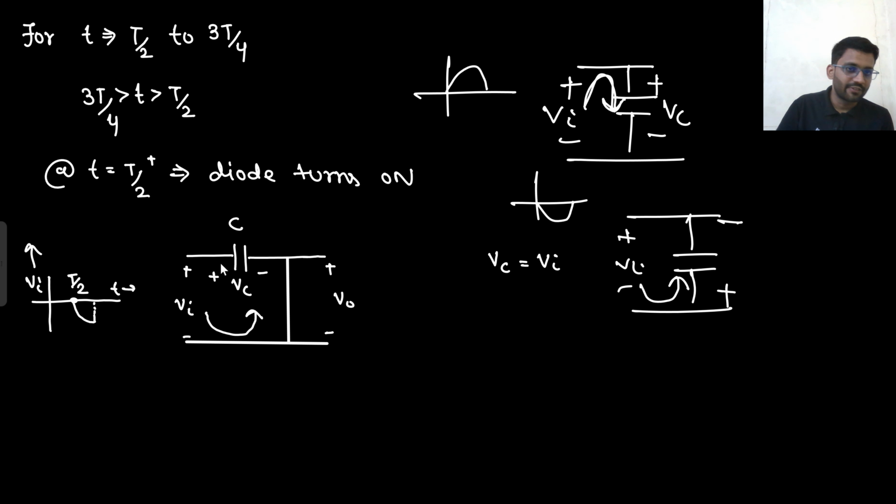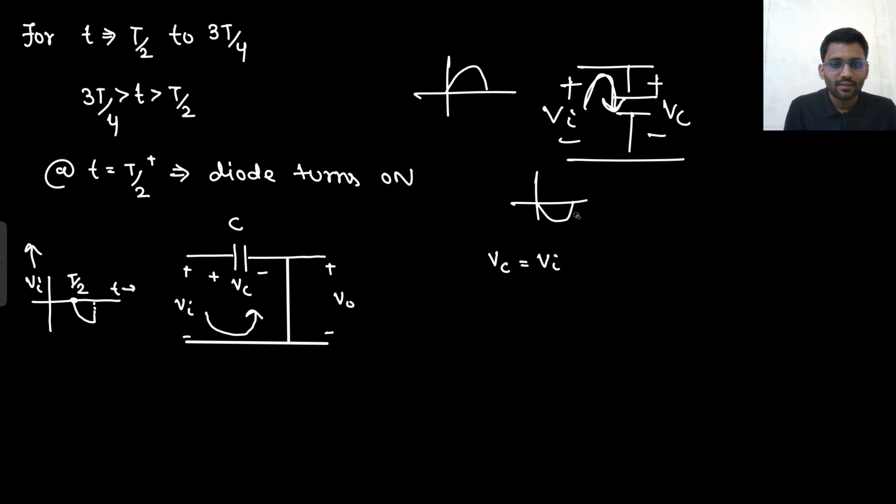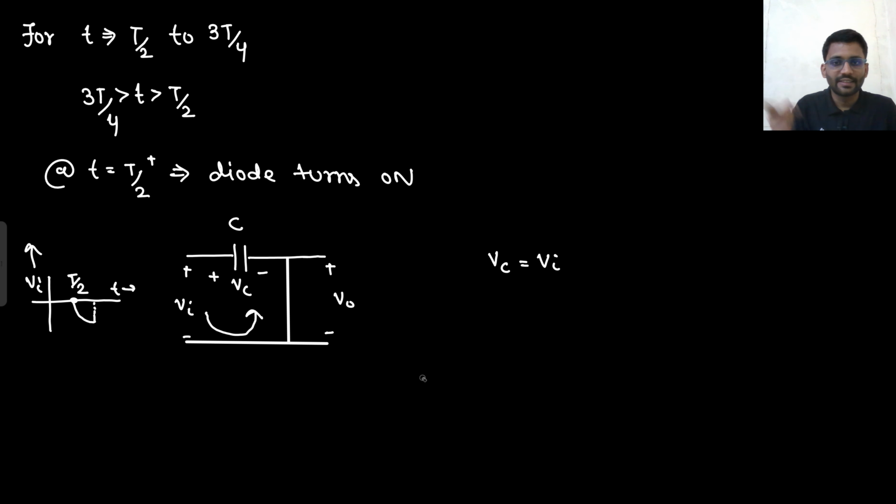But for the sign convention, we are taking Vc in this direction, from left to right. So Vc is getting charged in the opposite direction, or you can understand that Vc is simply the input voltage only. Vc is simply equal to the input voltage only. And what is our V0? V0 is 0 volt only. But till what time will it remain 0?